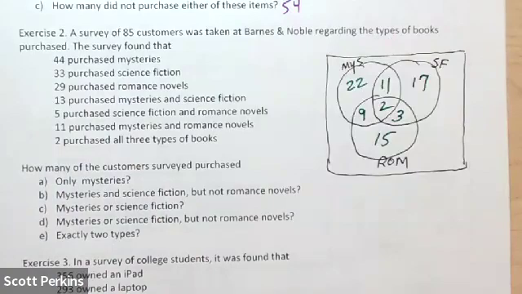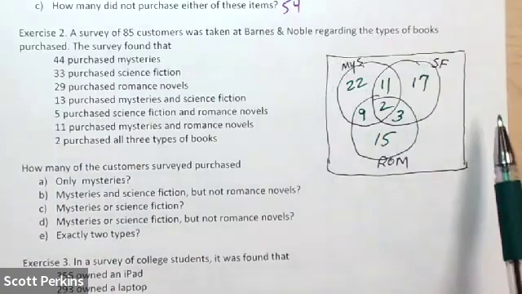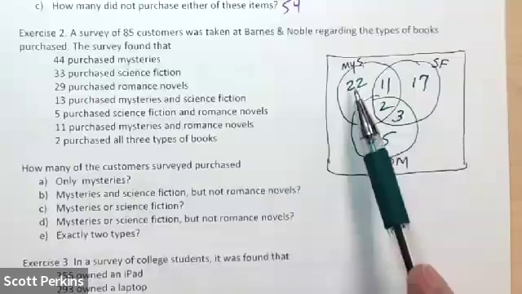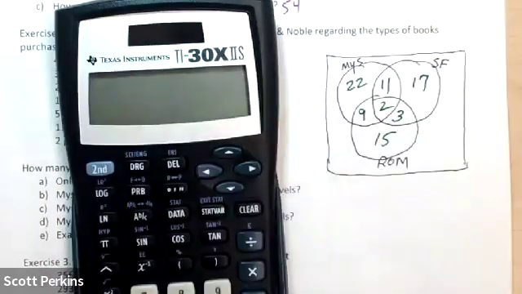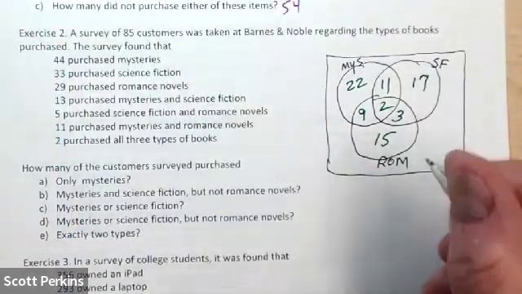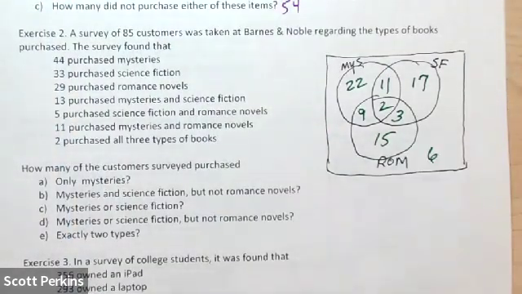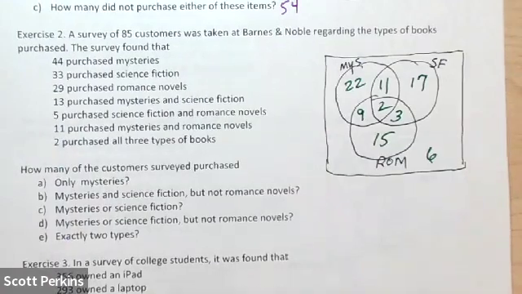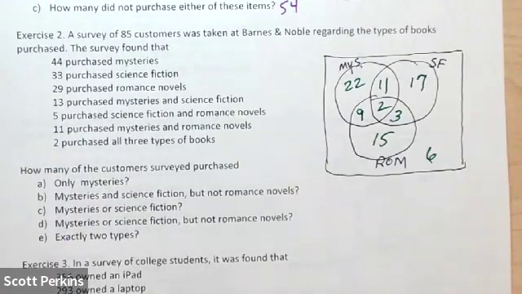And last but not least, I need 85 people total in this box. And so when I add up 22 and 11 and 17 and 9 and 2 and 3 and 15, that gives me a grand total of 79. And so that means I need 6 more out here to make 85. And there's all my numbers. Again, once you got that, that's the hard part of the problem. The rest of this should be gravy.